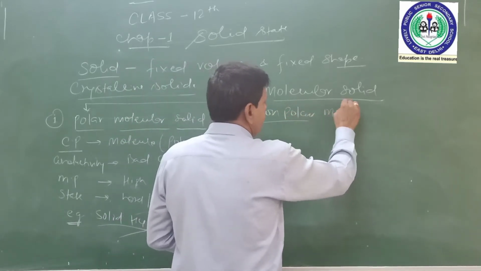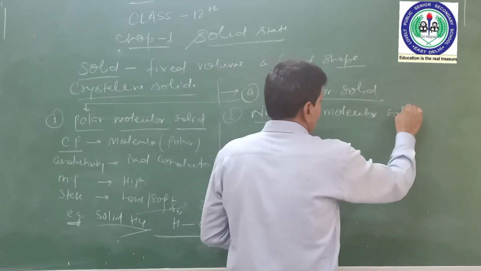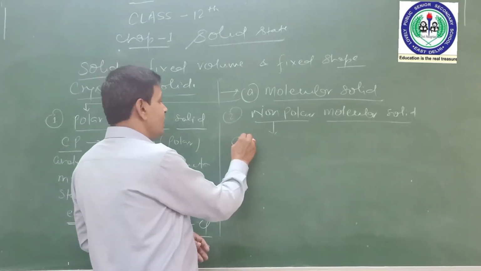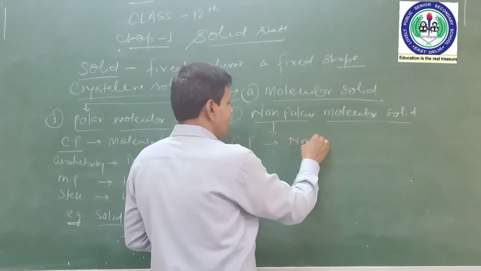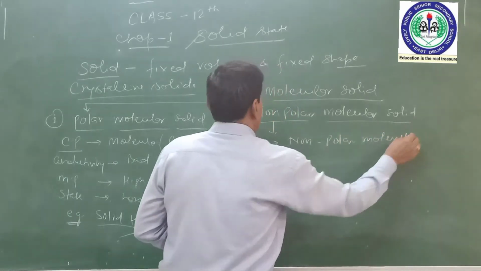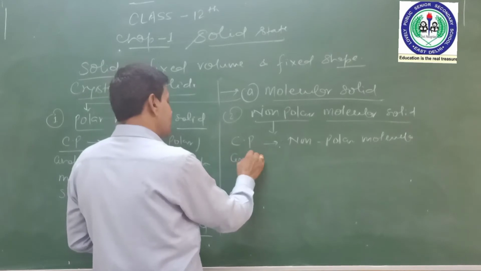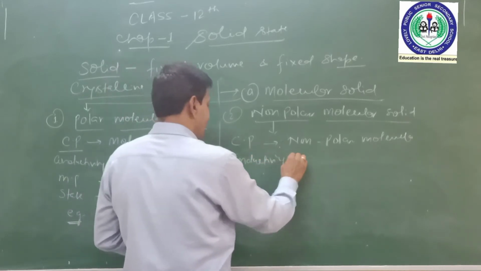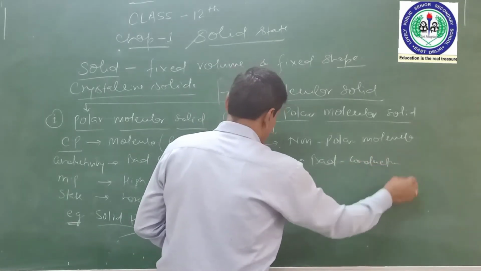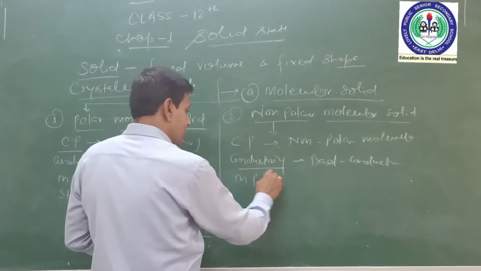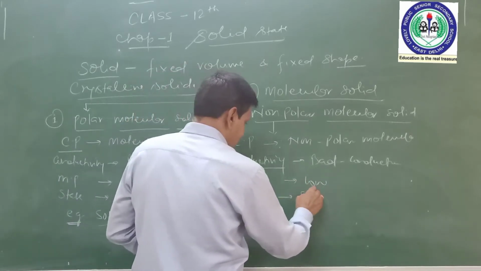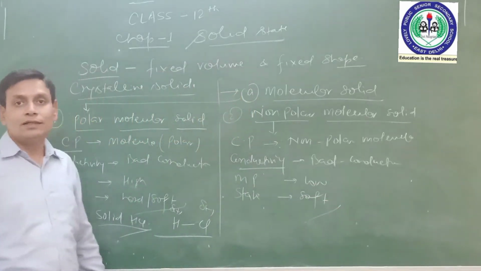Non-polar molecular solid. As the name says, it is non-polar, so of course the constituent particle will be a non-polar molecule. And what about conductivity? Conductivity is bad conductor. What about melting point? Melting point is low. State, it's soft. It's a soft molecular solid.